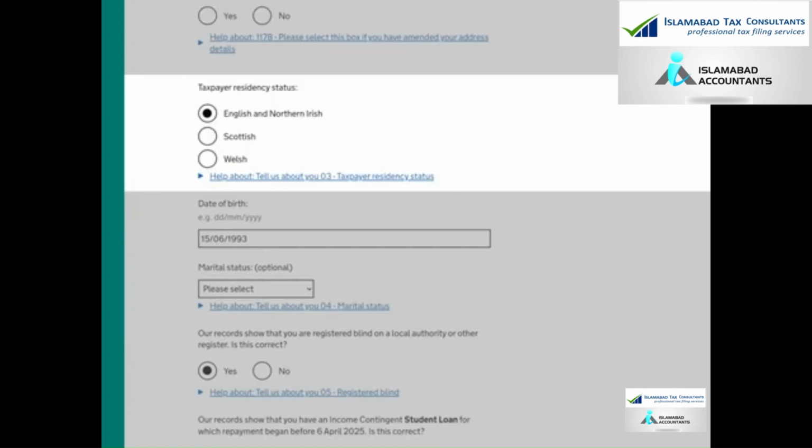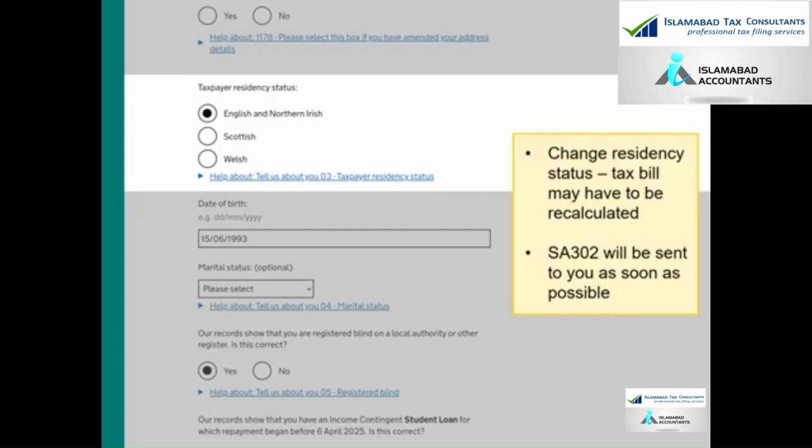I'll just mention the Taxpayer Residency Status Indicator will be completed based on the information HMRC hold about you. Your residency status is determined by where you live for the majority of the tax year the return relates to, not just where you currently live. Your residency status identifies the rates of tax used to calculate your tax bill. If you change your residency status, we may have to recalculate your tax bill after you send it, as our systems will take a few days to update. However, we will send an updated calculation, known as an SA302, as soon as possible.